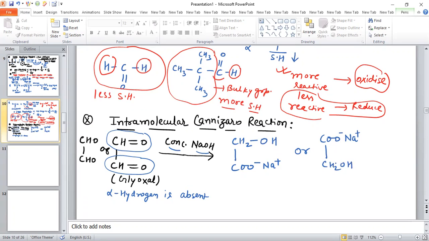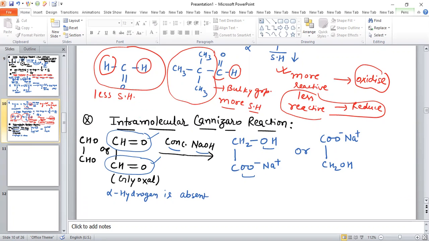So it means the compound contains two carbonyl groups, and on both carbonyl groups the alpha hydrogen is absent. So one of the carbonyls will be reduced and the other will be oxidized, because the reaction takes place on the same molecule. Therefore this is an intramolecular Cannizzaro reaction.